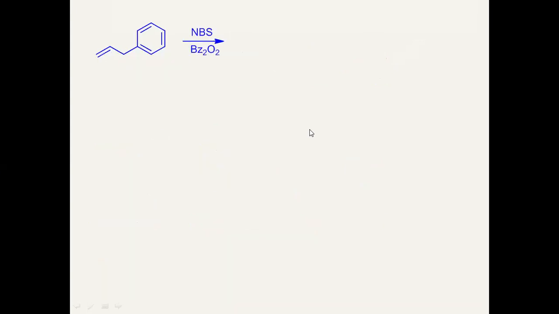Let us go for one more example. This is very simple. NBS is a brominating agent which will brominate the substrate at what position? At this position. Benzylic position. It is an allylic position also, and you know the mechanism. It's very simple again.